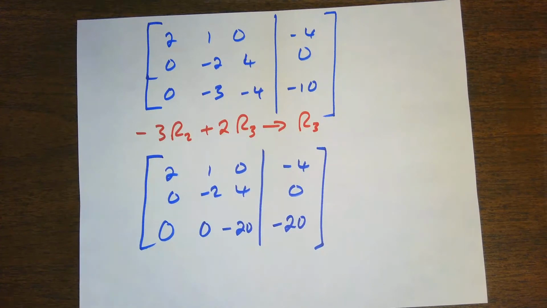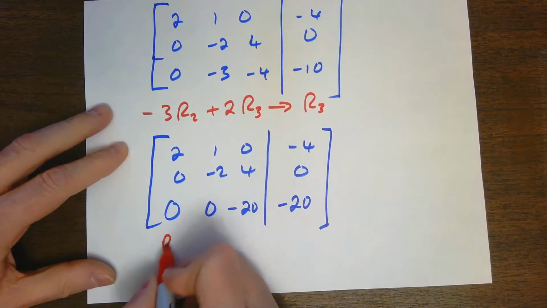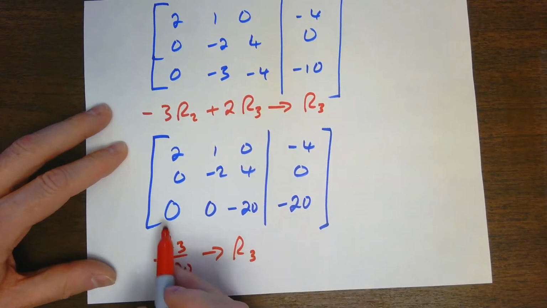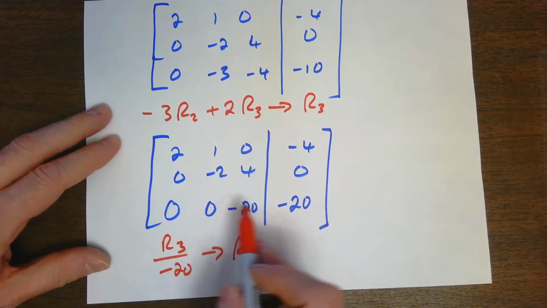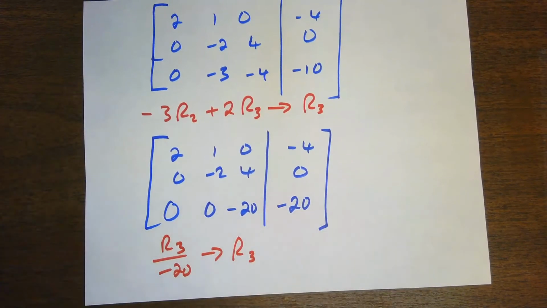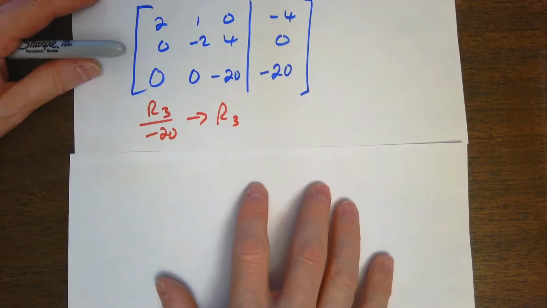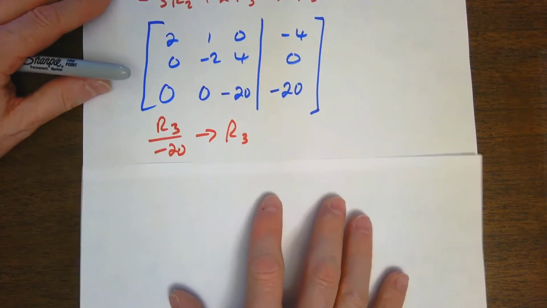What now? I'm going to take row 3 and divide it by negative 20 and put it in for row 3. Basically, divide every entry by negative 20. Pause the video, see if you can do that operation and what you end up with.